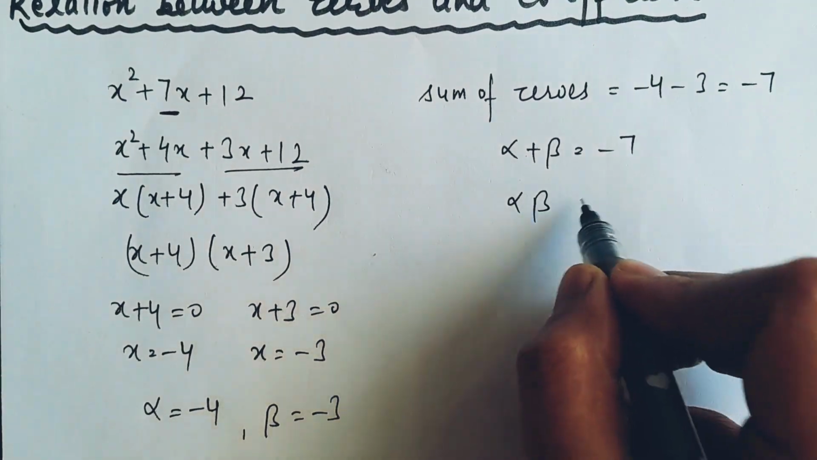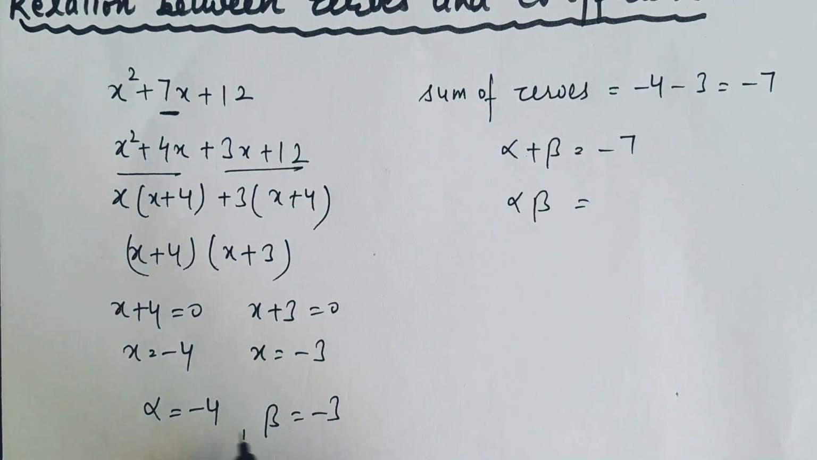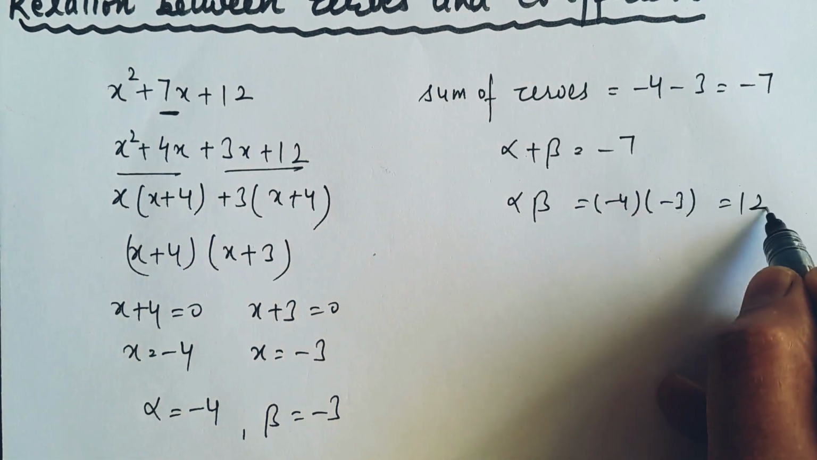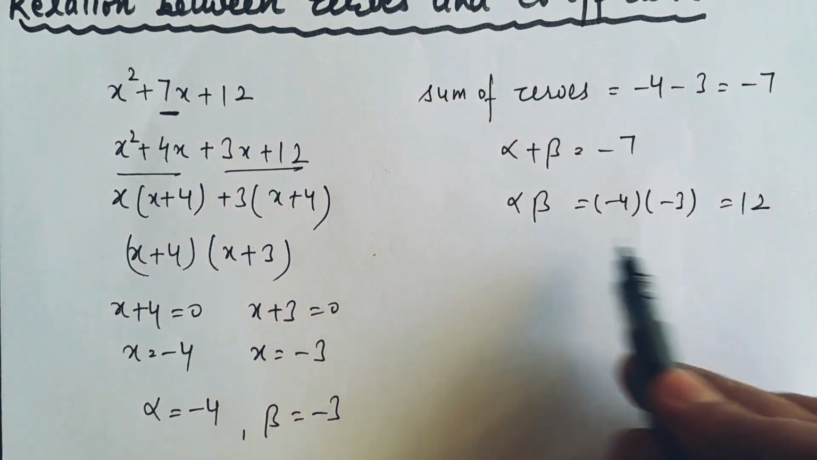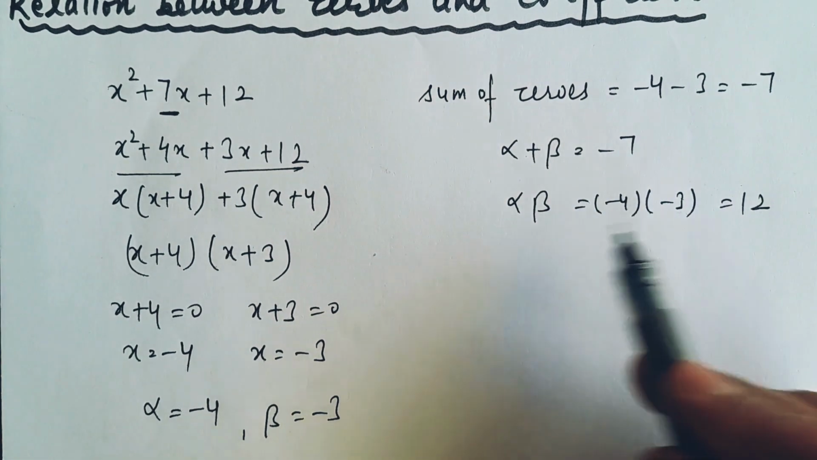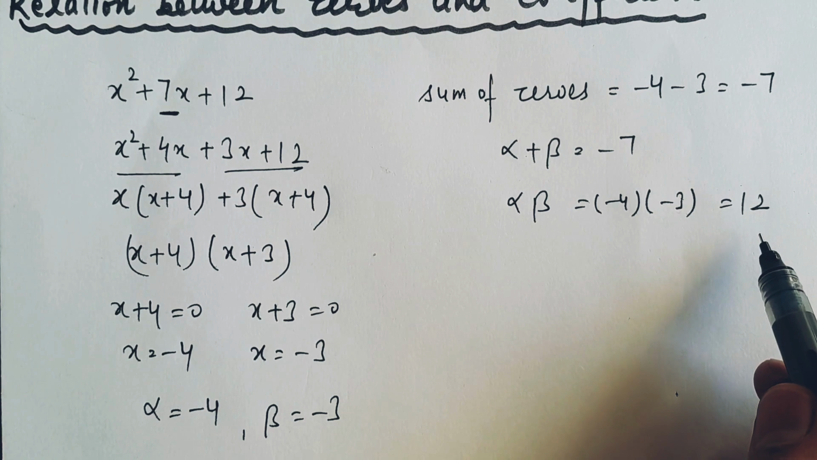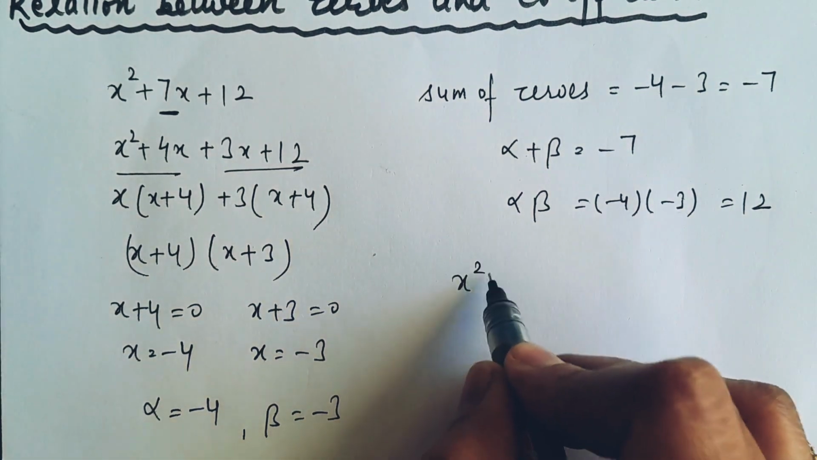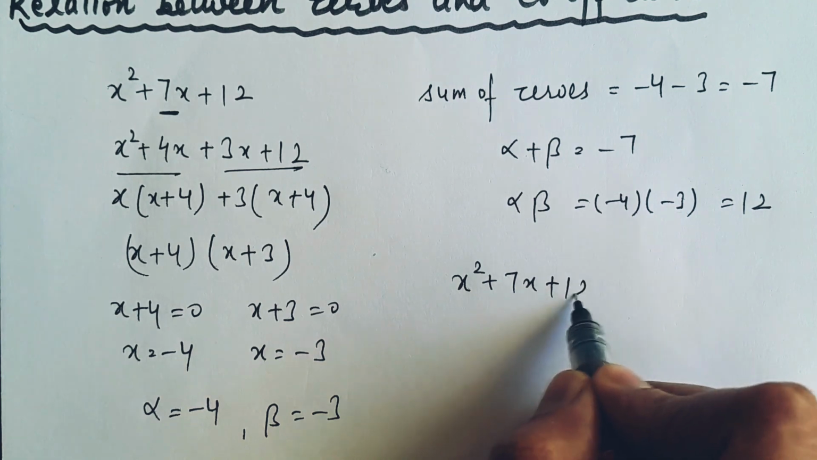And if we talk about the product of roots, alpha multiply beta, so their product will be minus 4 multiply minus 3, that means 12. So we got for the polynomial, sum of the zeros is minus 7 and product of the roots is 12. Now let's check out the polynomial again. The polynomial was x square plus 7x plus 12.